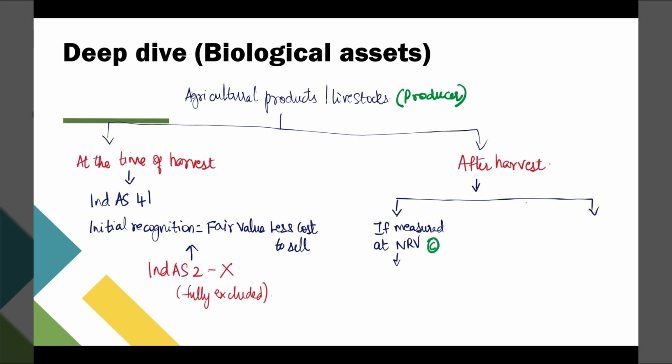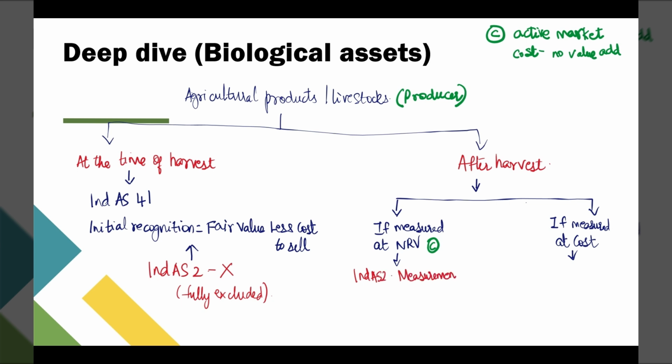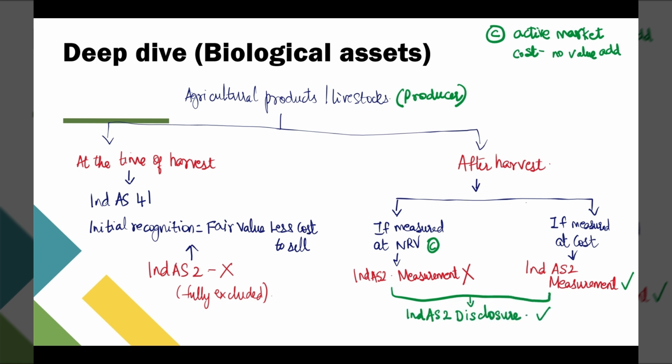If it is measured at NRV, net realizable value, once again, as we saw, the measurement principles are excluded. Ind AS 2 measurement principles are not applicable. If it is measured at cost, then what happens? Ind AS 2 measurement principles are applicable. However, in both these cases, the disclosure requirements of Ind AS 2 are applicable.